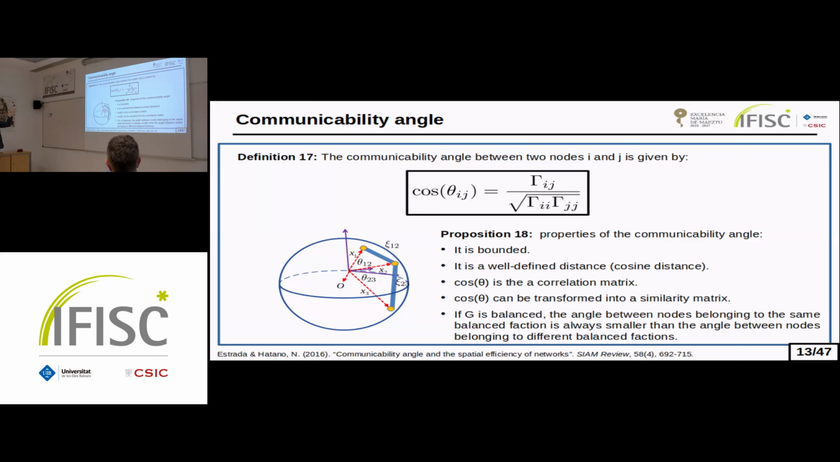Moreover, we can interpret this as a correlation matrix, so we can use all of the properties and all of the algorithms that have been developed to extract information from correlation matrices. And it also captures the faction structure of the network, because angles between nodes belonging to the same balanced factions are always smaller than angles between nodes belonging to different balanced factions.